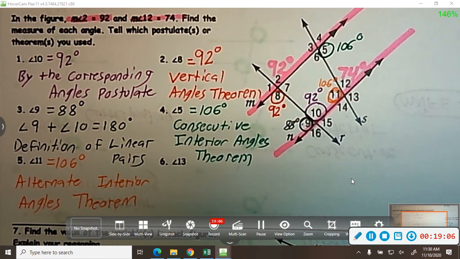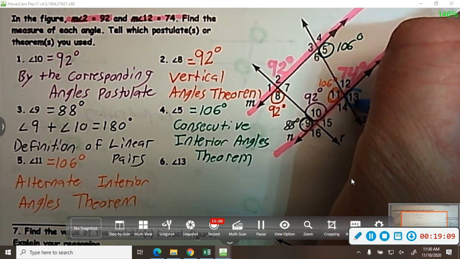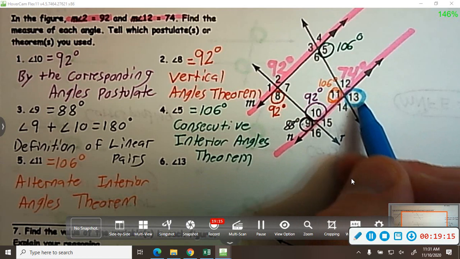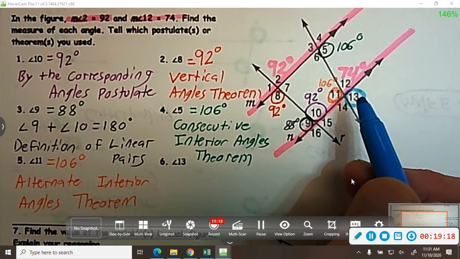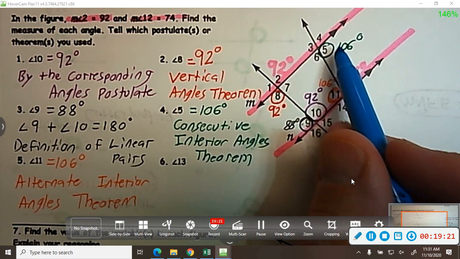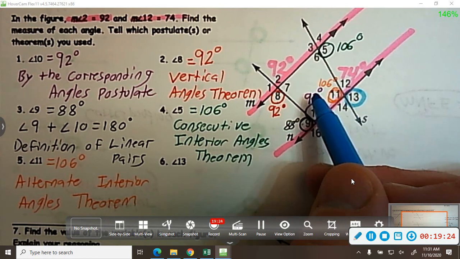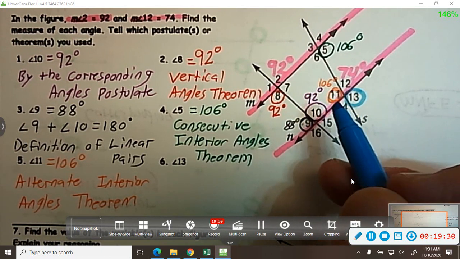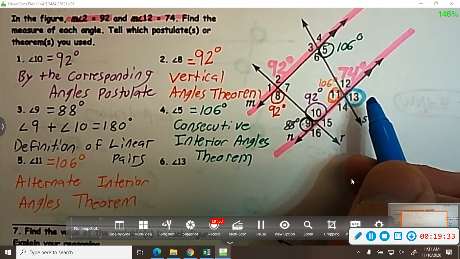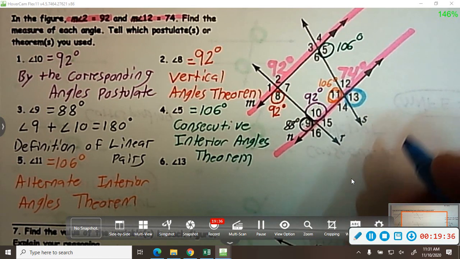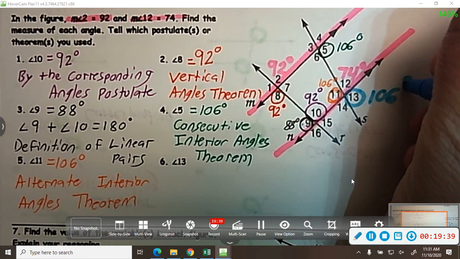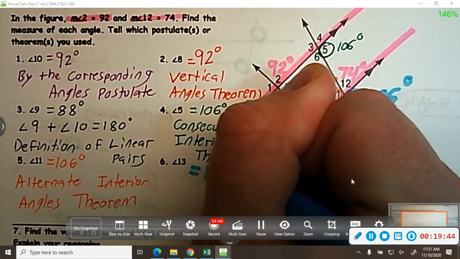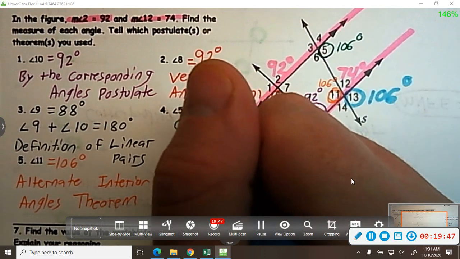And then finally, angle 13. I would say you can either use definition of linear pairs, connect 12 and 13, or you could do corresponding with 13 to 5, or you could do vertical, and 11 and 13 are vertical, so it's really your choice. I like vertical angles, so because 11 is 106 and 13 is the vertical angle, 13 is also 106. And how did I do that? I used the vertical angles theorem.